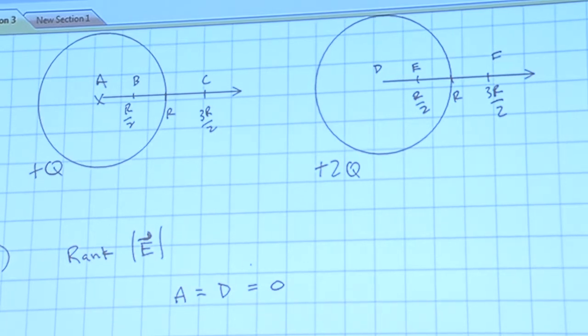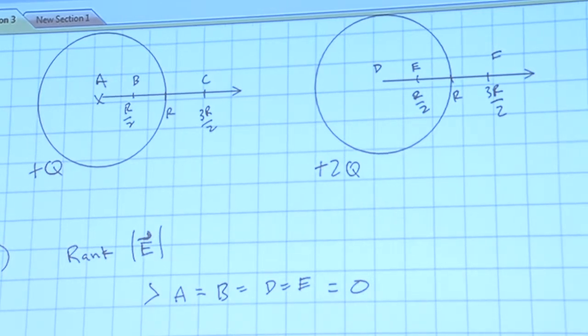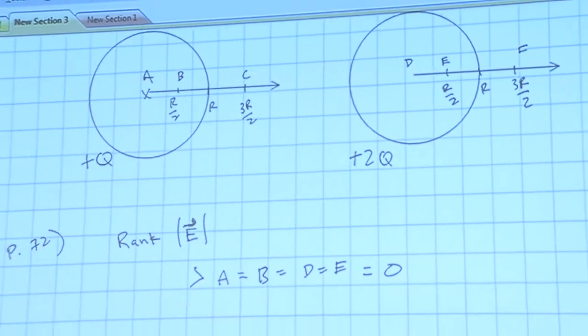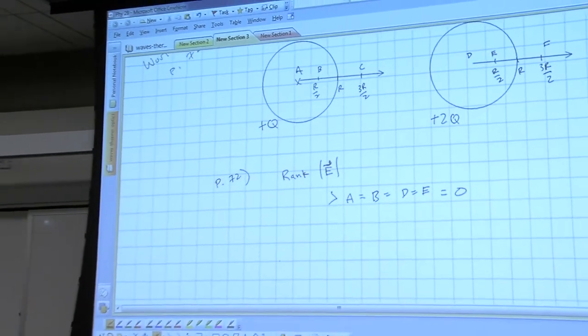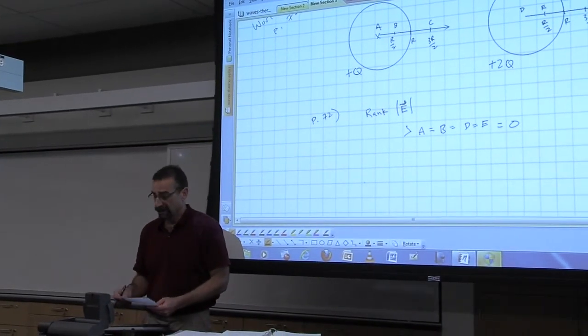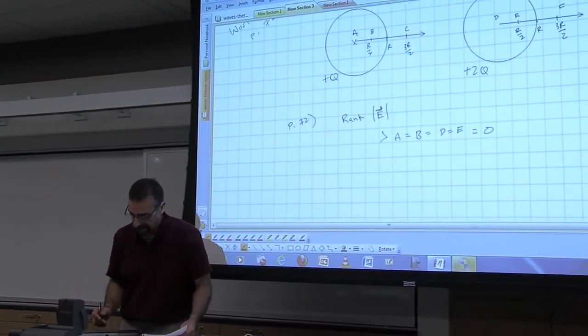So what do we end up with here? A equals B equals D equals E equals 0. Are we okay with that? Anytime you're inside a conductor, you know for certain it's 0, if there's no charge inside the conductor. If there was a charge inside the shell, then it wouldn't be 0. But as long as there's no charge inside.